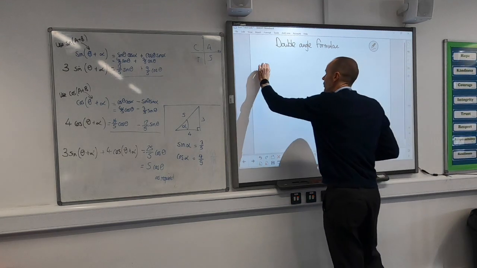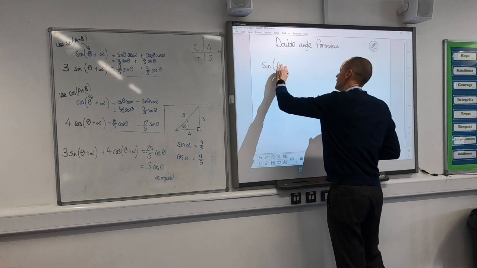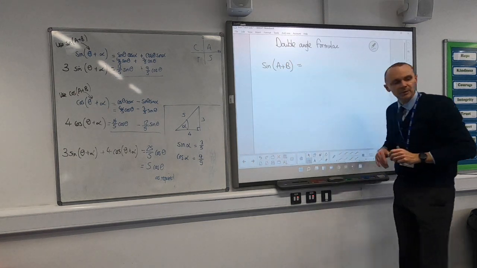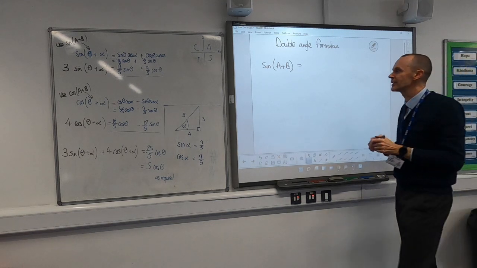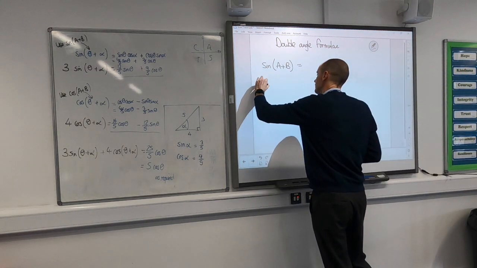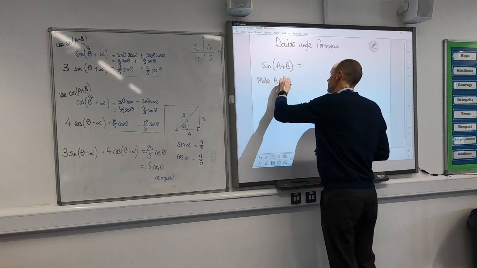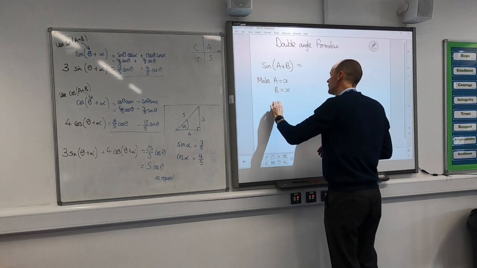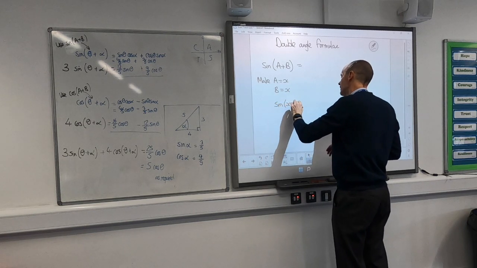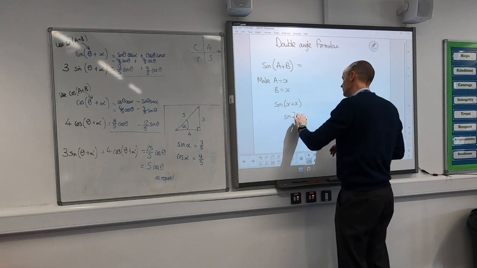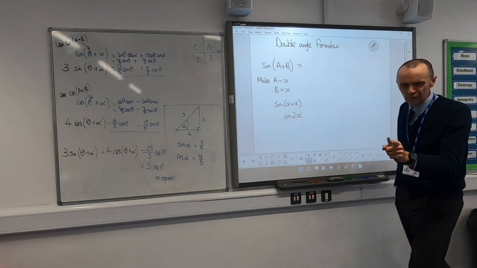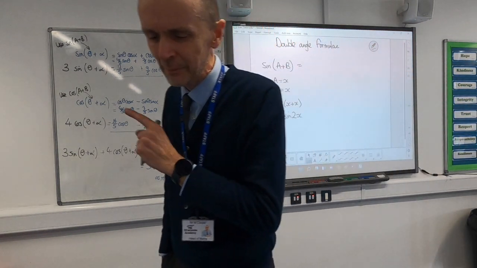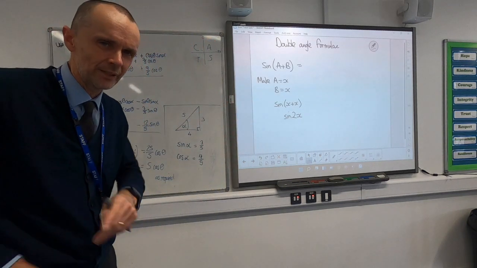And what I'd like you to do is take the sine A plus B formula from the formula book, page 6 in the formula book. I'd like you to make A and B both x. Which gives us a formula for sine of x plus x, or 2x. So I'd like you to write what you get when you take that formula from the formula book and you make A and B both equal to x. What does it give us?